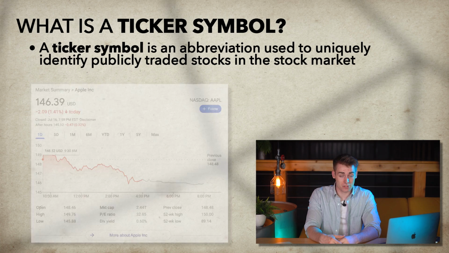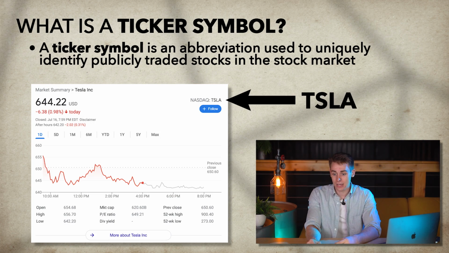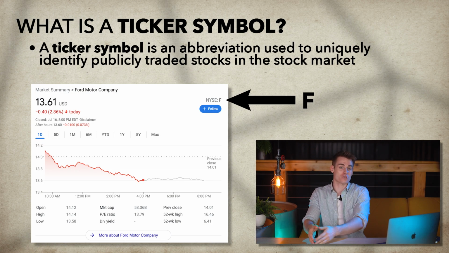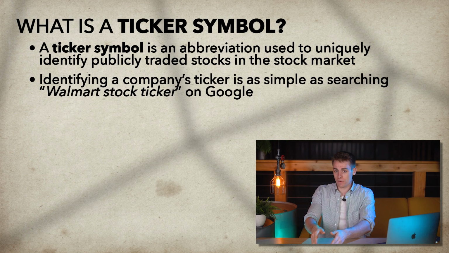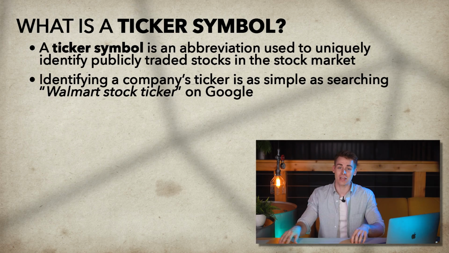For example, Apple has the ticker symbol AAPL, Tesla has the ticker symbol TSLA, Facebook is FB, Ford is just F. Usually it's a group of letters of 4 or fewer. And if you want to find a company's ticker symbol, just search that company up on Google followed by ticker symbol or ticker, and you'll find it with ease.